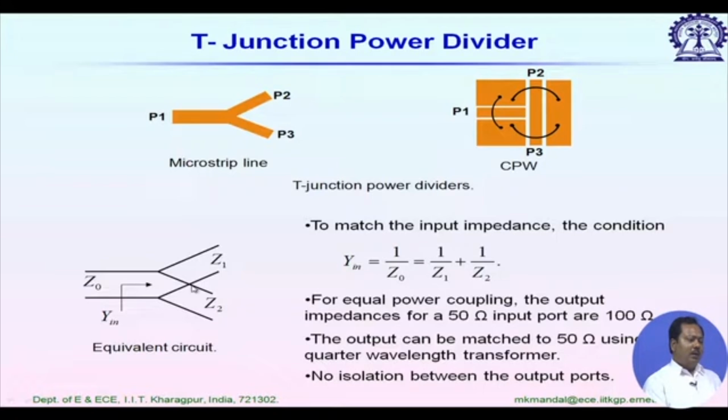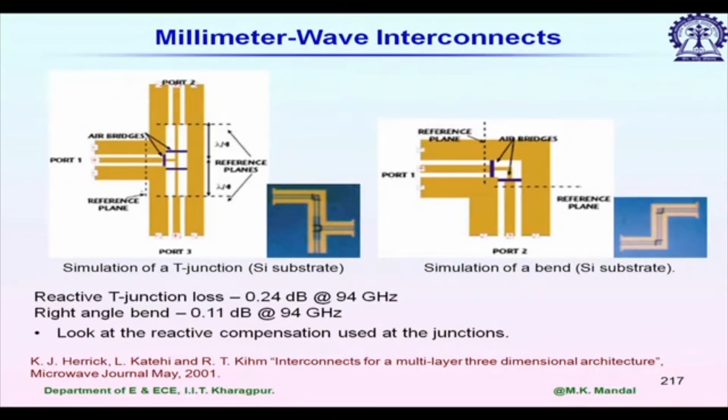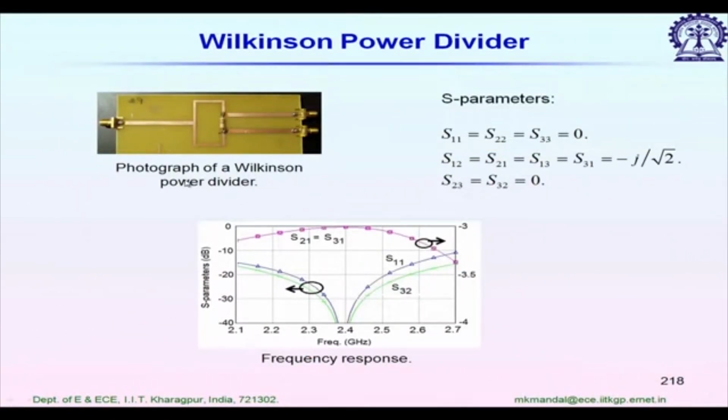But the problem with this T junction power divider is that port P2 and P3 are not isolated. If there is any reflection, let us say from port P2, that power will come back not only to port P1 but to port P3 also. So this is the problem with this T junction. Then how can we modify it? We can modify it by using a resistor, and the modified form is the Wilkinson power divider.